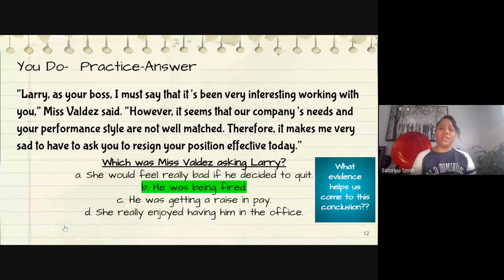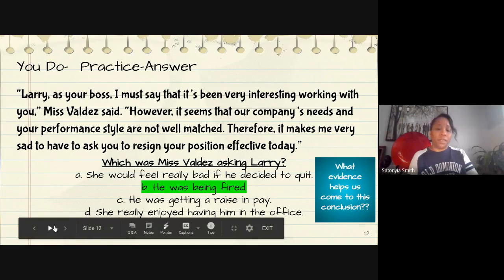If you chose B, then you are absolutely correct. Poor Larry. He's being fired. All right. So what evidence helped you to come up with this conclusion? So how did you know that Larry was being fired? When we look at the text, Ms. Valdez makes sure to say that the company's needs and his performance are not well matched. Then she also goes on to say she's very sad. Then she says she's going to have to ask him to resign or leave his position today. So Larry's being fired and he hasn't even had any notice. So if you picked B, you are absolutely correct.